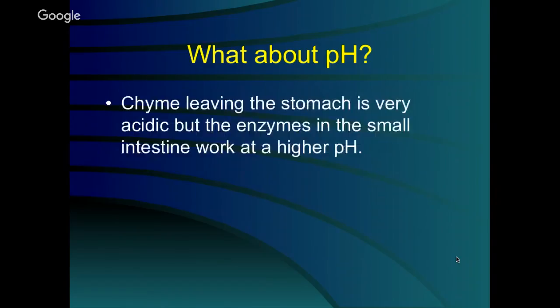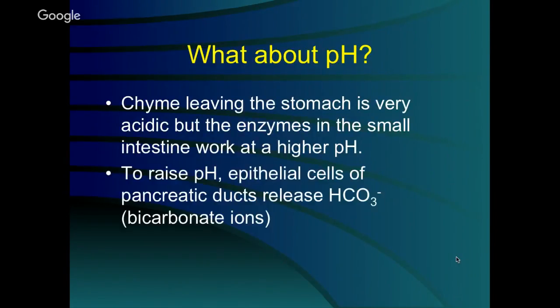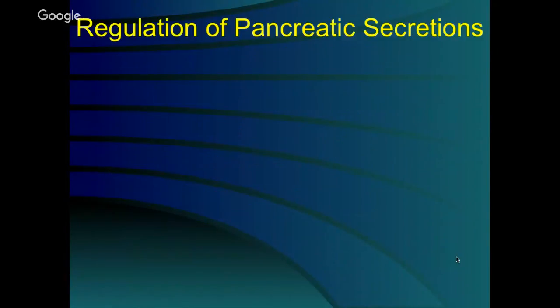Now, pH is also an issue. I kept mentioning that it's a very acidic chyme that's coming out of the stomach, but the enzymes in the small intestine work at a higher pH, or a more neutral pH. To neutralize the acid coming out of the stomach, epithelial cells in the pancreatic duct, the tube that connects the pancreas to the small intestine, release bicarbonate ions.